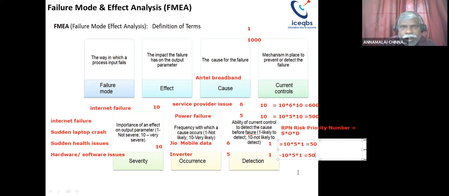very much reduced. So FMEA is a very powerful risk analysis tool, so that you will be able to identify what are the possible failures that can happen. Then we'll be able to take some proactive action so that the risk can be totally eliminated or can be reduced to a greater extent.